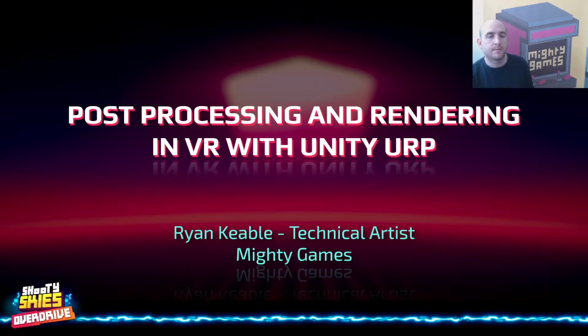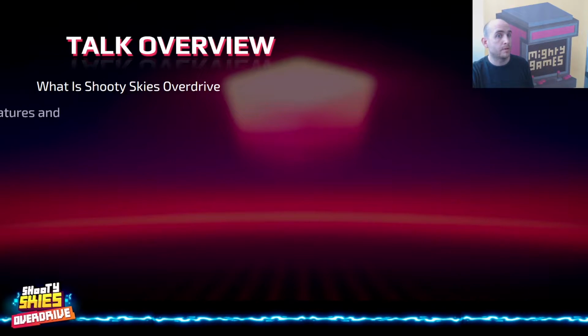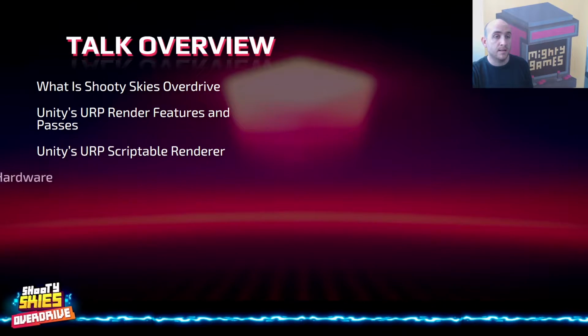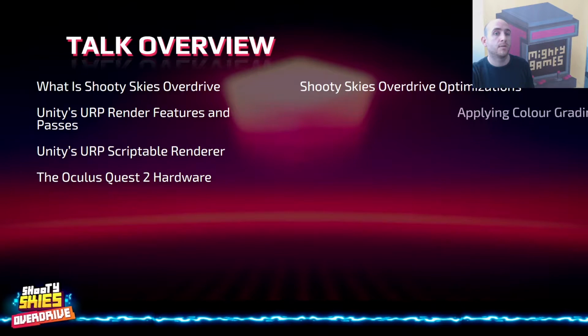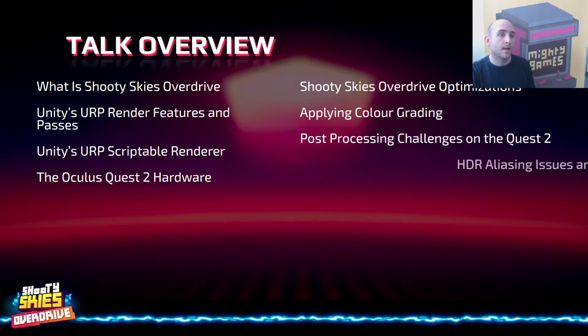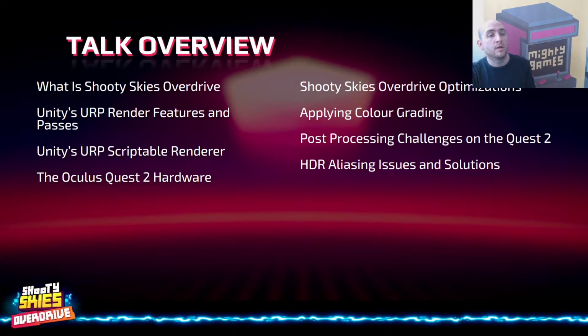I'm a technical artist at Mighty Games, and I'll be talking to you today about post-processing and rendering in VR with Unity's URP. Today we'll be talking about what SHOOTY SKIES OVERDRIVE is and what we wanted to achieve with our post-processing, what Unity's URP render features and passes are, and what Unity's URP scriptable render is, a little bit about the Oculus Quest 2 hardware and how that has implications for all the work that we're trying to do.